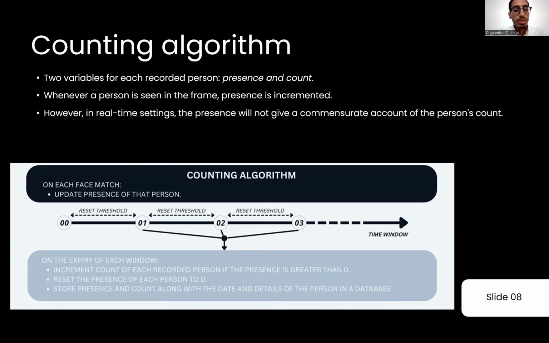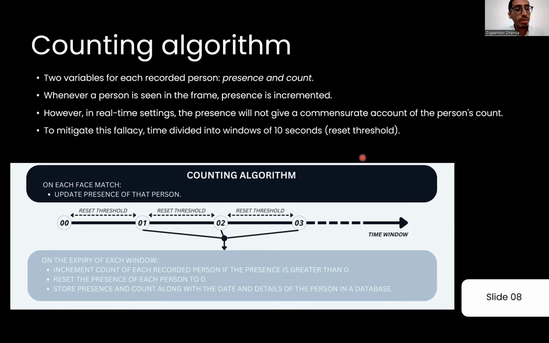So to mitigate this, we divide the time into windows of 10 seconds. This is termed as a reset threshold, which is a modifiable parameter. At the window's end, we reset the presence of a person and increment the count if the presence is a non-zero value. Finally, we store this count in a separate dataset along with the other attributes of the person.